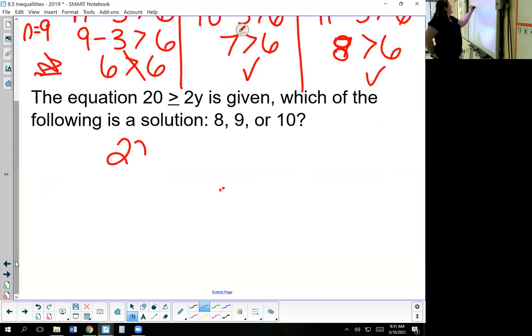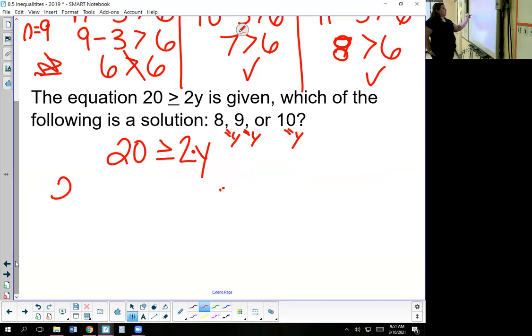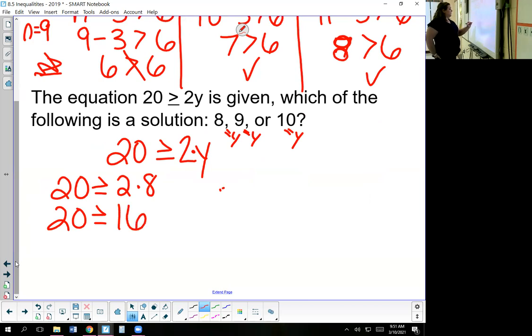I have 20 is greater than or equal to 2y. Now we know that this is 2 times y. Which of the following is solution? So I'm going to place this in for y, y, and y. Okay. So I'm going to write it out. 20, 2 times 8. 20 greater than or equal to 2 times 8 is 16. You have to read it from left to right.